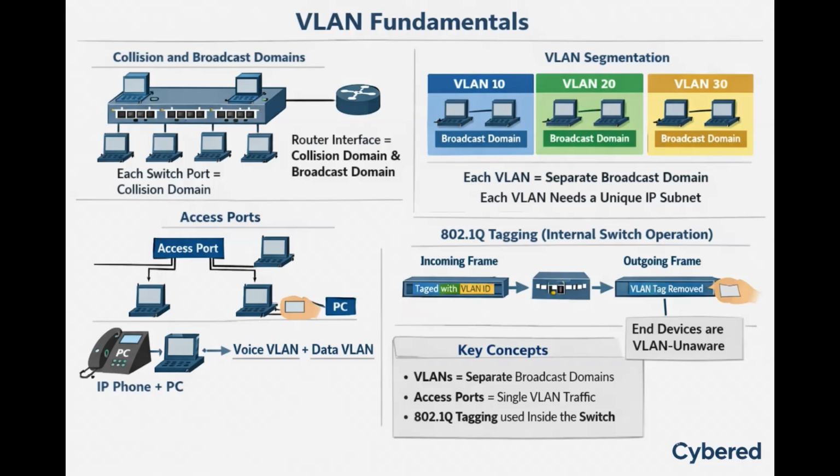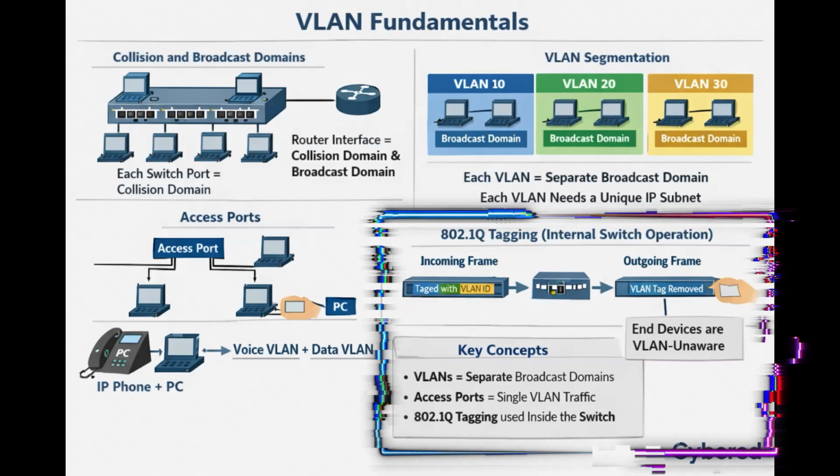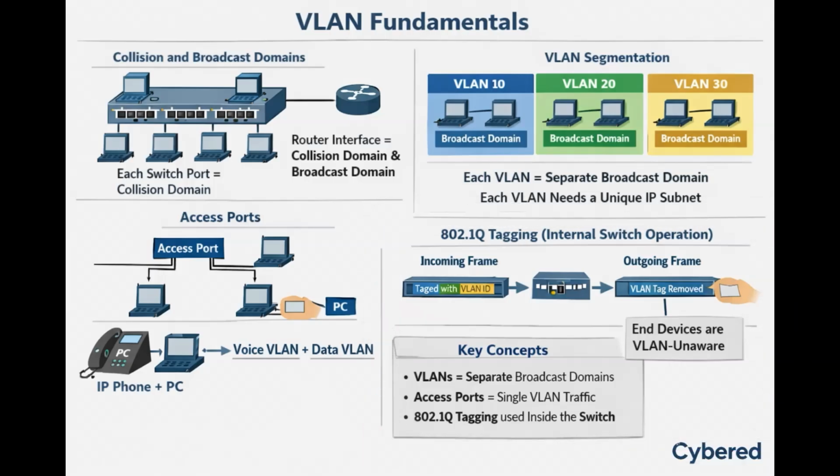When traffic enters a switch on an access port, it is internally tagged with an 802.1Q VLAN ID, which identifies the VLAN to which the frame belongs. This tagging allows switches to keep VLAN traffic logically separated, even while sharing the same physical infrastructure. Before frames leave an access port, the VLAN tag is removed, as end devices are unaware of VLAN information.